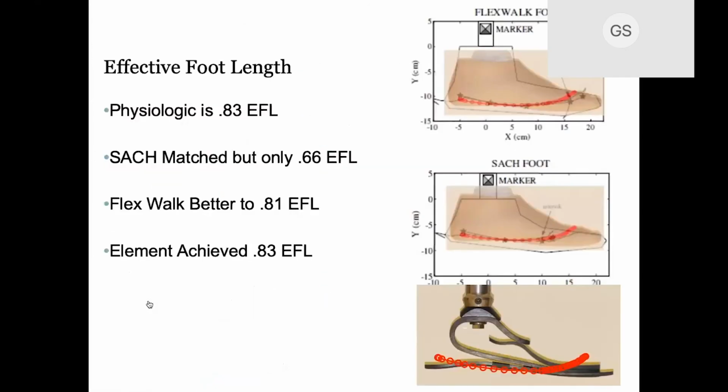So when you look, not cosmetically, but qualitatively, you're analyzing that rollover shape. So that effective physiologic foot length is around 0.83%. We see with more dynamic types of feet, it approximates that. If you have something that only carries support to the metatarsal head, it's only about 66% of the effective foot length.